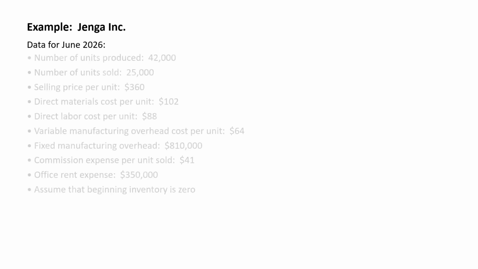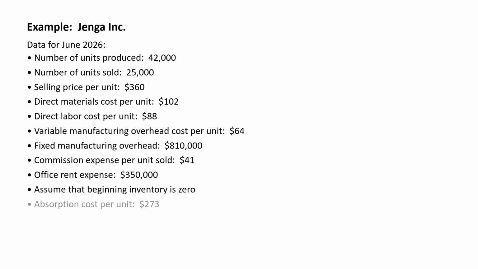We'll continue to use Jenga Inc. as our example. Here's the data from Part 2. Our objective is to prepare an income statement using variable costing.